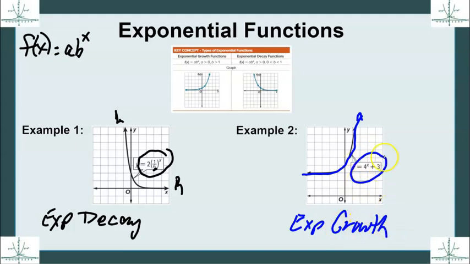And if we were looking at the equation, you can see our b is a 4, which is greater than 1. And anytime the base is greater than 1, or you can think of that as our common ratio being bigger than 1, it's going to be a growth model.